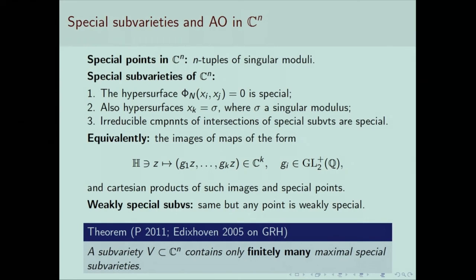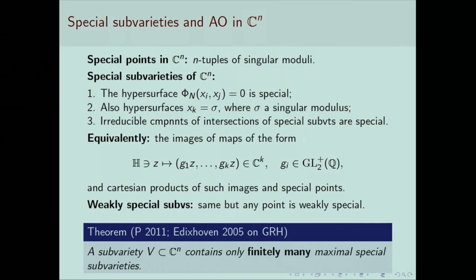So there's a few ways of describing the special subvarieties of C to the n, but this is one way. So firstly, if you apply a modular relation to two coordinates, you'll get some hypersurface in C to the n, and that's special. And if you set some coordinate to be fixed, to be a singular modulus, that's special. And on the other hand, if you intersect two special things and take irreducible components, then that's special. So that actually describes the special subvarieties in C to the n.